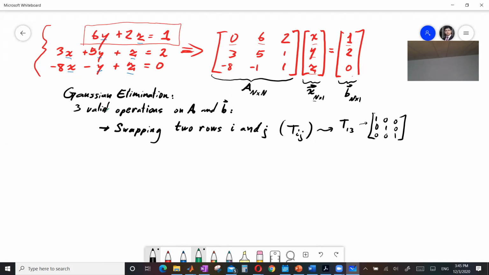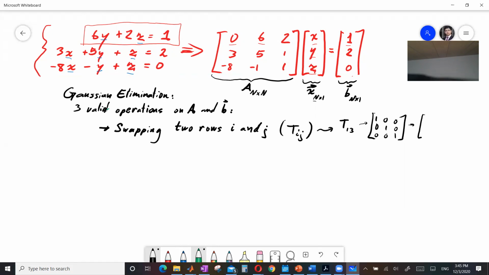And again, this will be in a general case. This example is for a 3 by 3, but this could be a 500 by 500 identity matrix. And we basically do the operation we want to do on the identity matrix. So if we want to swap rows 1 and 3 of our matrix A and our vector B, then we do that on the identity matrix.